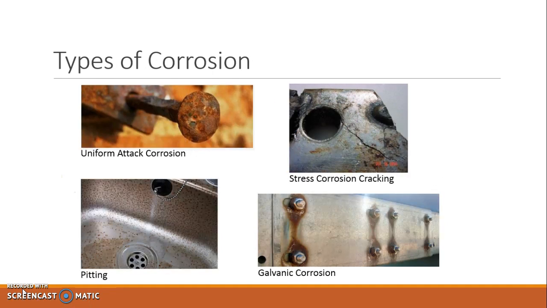Here are four examples of different types of corrosion. In the top left corner, you see uniform attack corrosion, which is where the metal is attacked evenly over the surface. At the top right, you see stress corrosion cracking, which is where a combination of applied stress and a chemical environment causes cracking in the metal. At the bottom left, you see pitting, which is where the metal is attacked at certain fixed sites. And at the bottom right, you see galvanic corrosion, which is where one metal corrodes preferentially over another.